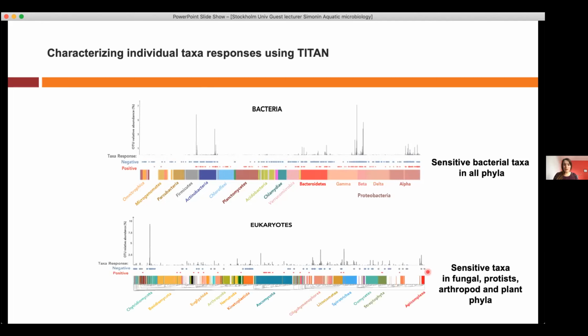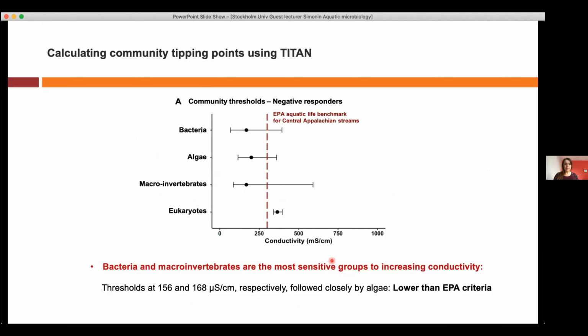And for the eukaryotes, the sensitive taxa were mainly fungal. So here, especially the Chytridiomycota. And we found also some protists, Kinetoplastida, or arthropods, or even the plant phyla that were affected by these mining activities.